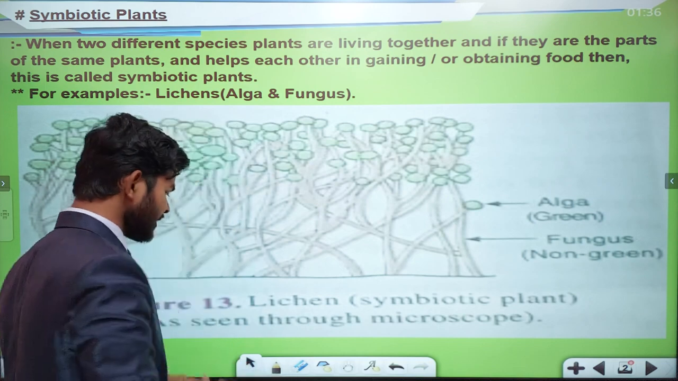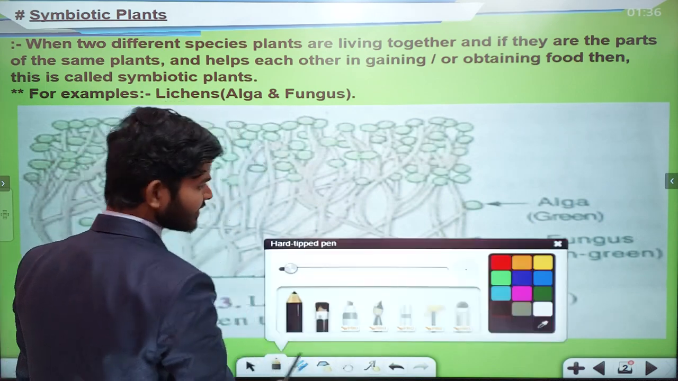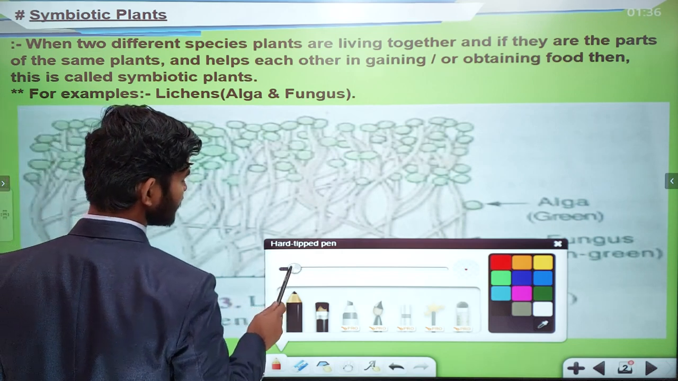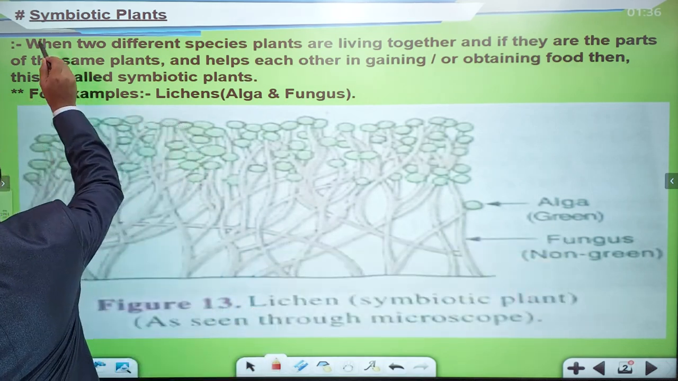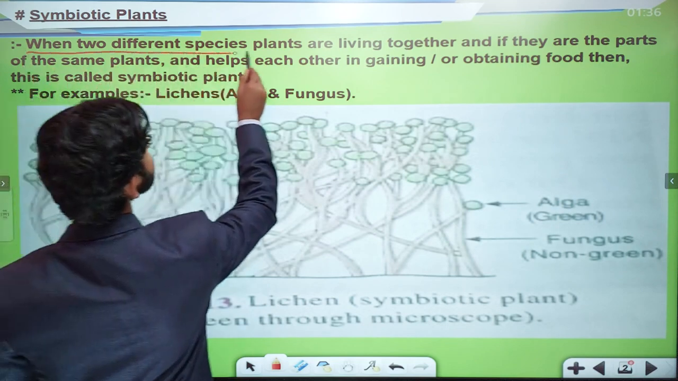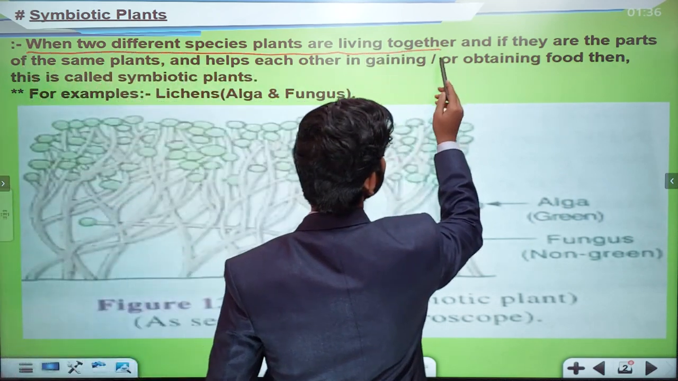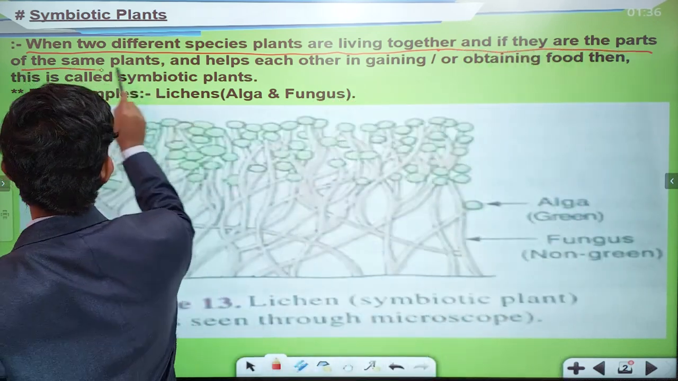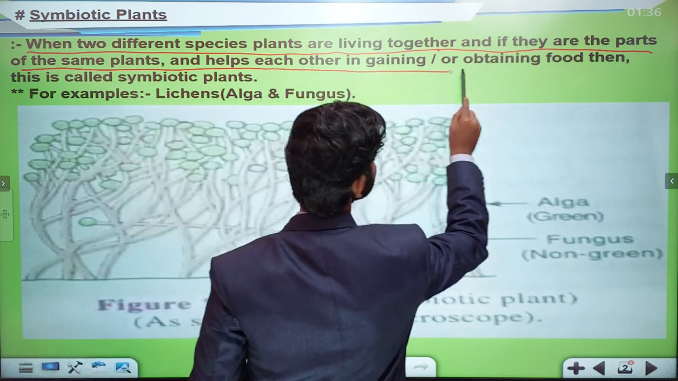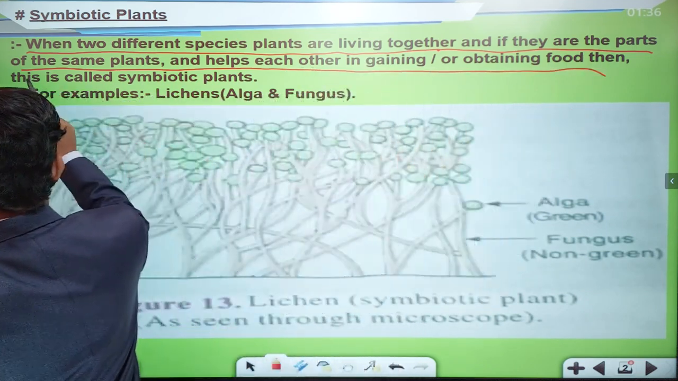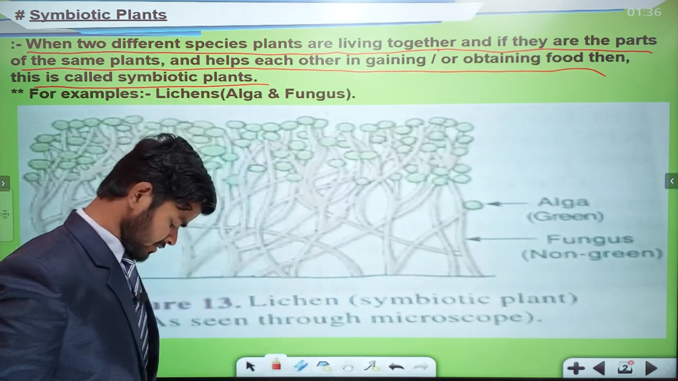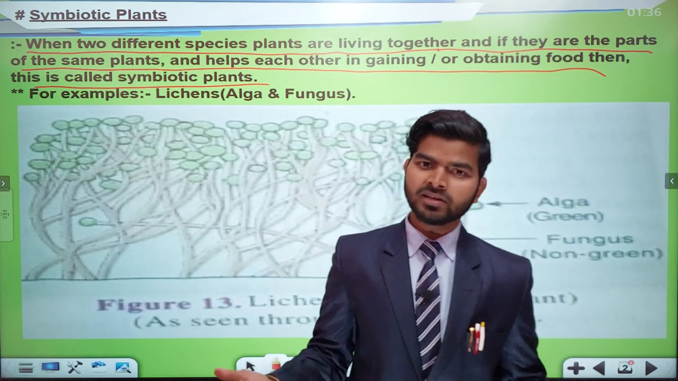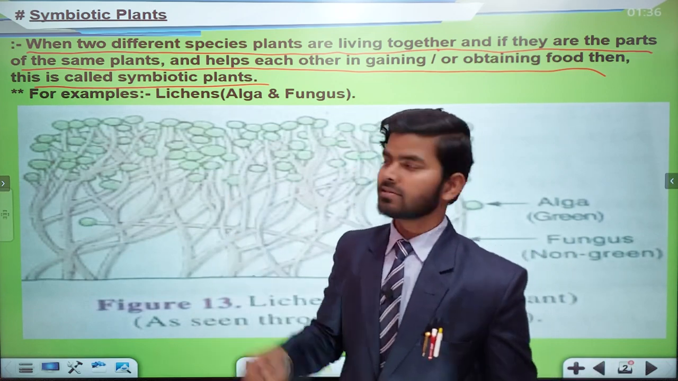Now let me explain what I have written here. I have written here that when two different species of plants are living together, and if they are parts of the same plant and help each other in obtaining food, then this is called symbiotic plants. All clear? So if someone asks you, I think you can easily tell these definitions.